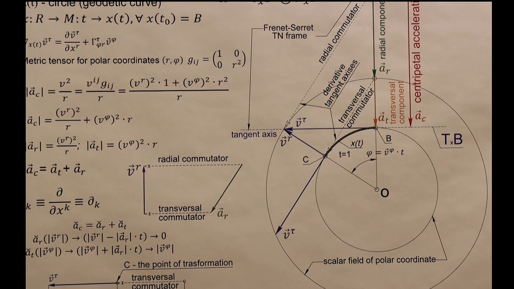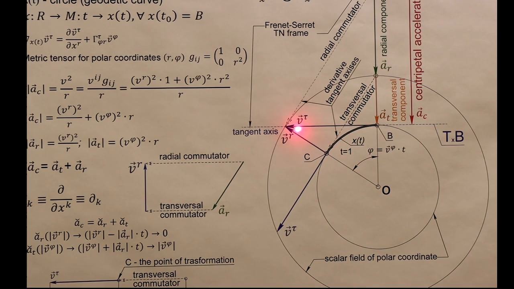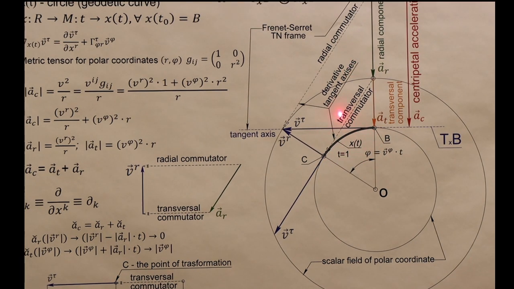The trajectory of moving is the circle xt. It's a fixed track, and xt is the geodesic line. The start tangent velocity vector has an invariant parameterized by time equal to 1. The goal: search for the graphical connection between the tangent velocity vector and the centripetal acceleration vector.